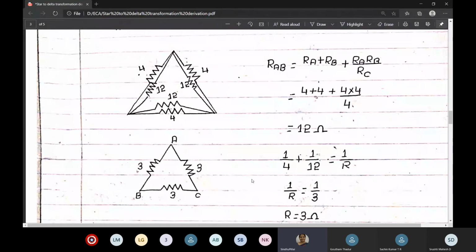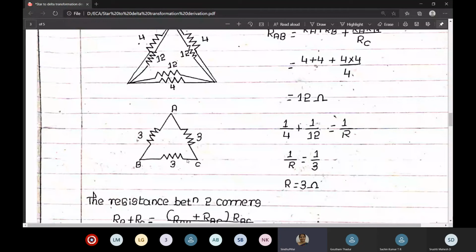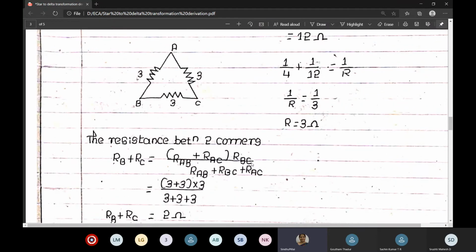So what they have asked? They have asked to find out the resistance between any two corners. So if I take corner A and B, then the resistance between this A and C, okay, this 3 and 3 resistors will be in series. So 3 plus 3 is how much? 6. That will be in parallel to 3. So 6 into 3 divided by 6 plus 3. You have to do like that.